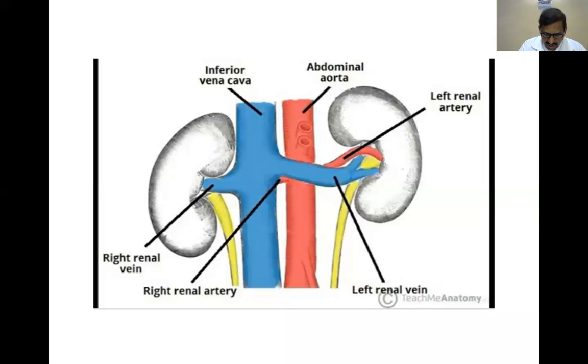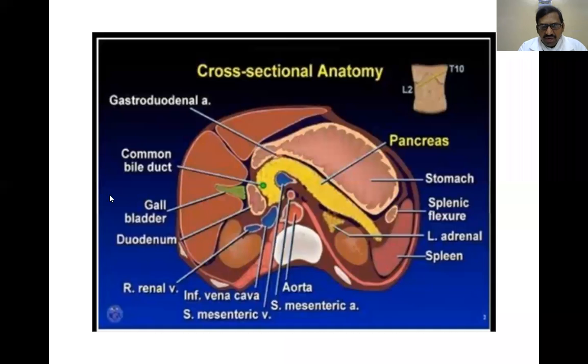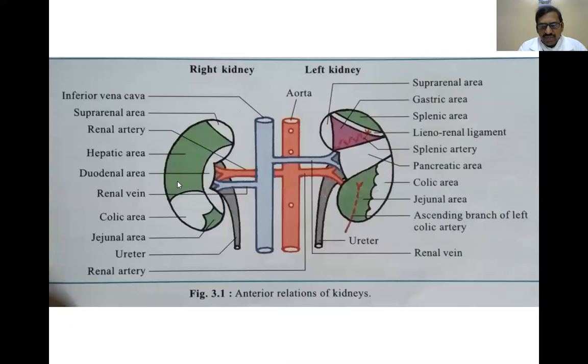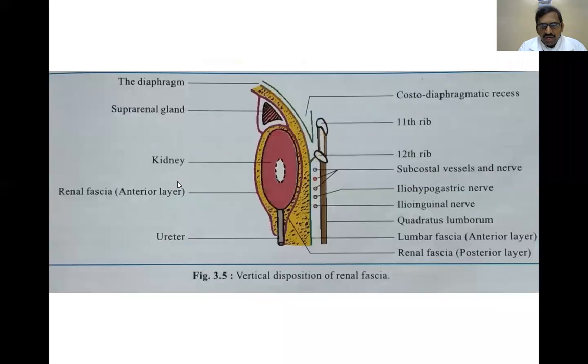And here, a very important thing, the relations of the kidney. If you take the posterior surface of the kidney, the right kidney is different from the left kidney. The relations of the posterior surface of the kidney we divide into two parts, that is upper relations and lower relations.